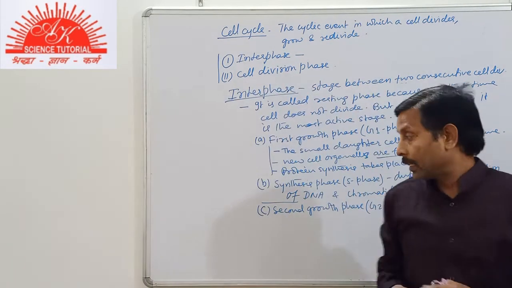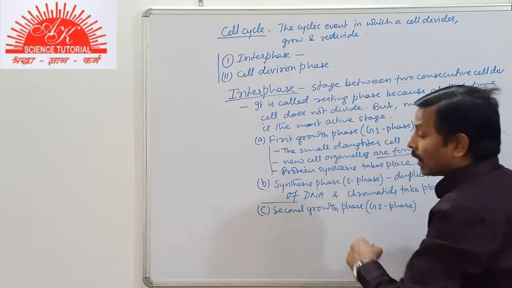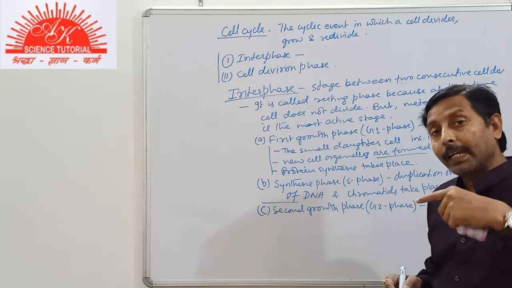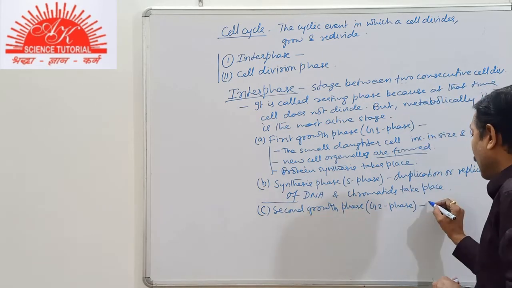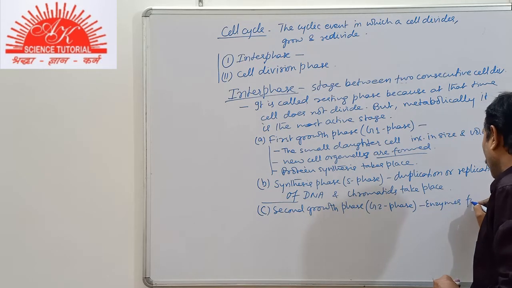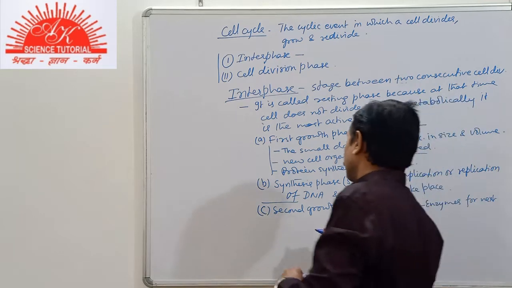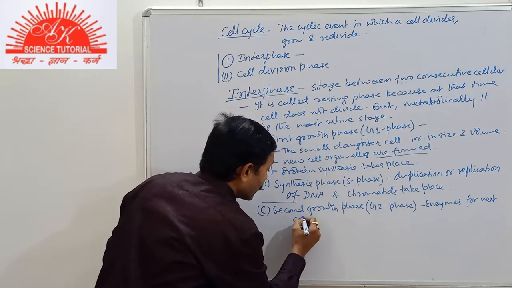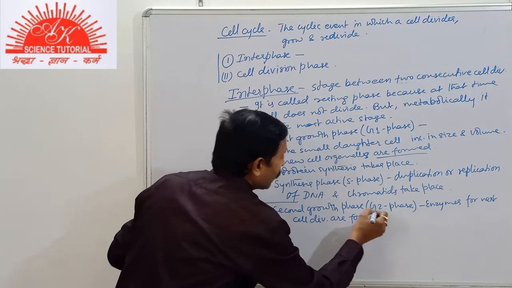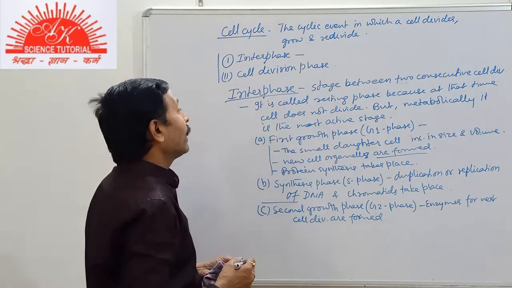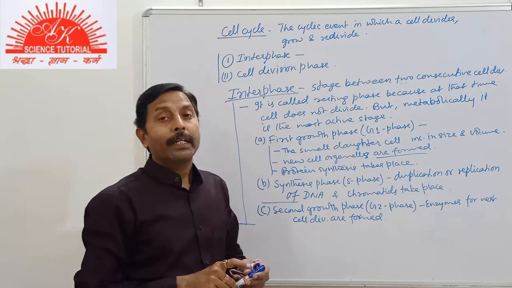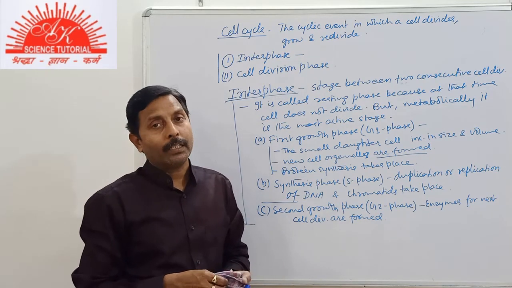And just we have discussed here, that is, this phase is optional. Means when a cell has to divide again, then this phase will continue, and in this phase enzymes for next cell divisions are formed. So the cell will now again take part in next cell division. So these are the different changes taking place in between two consecutive cell divisions.